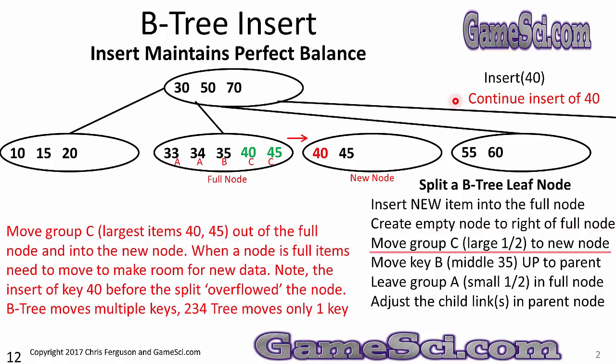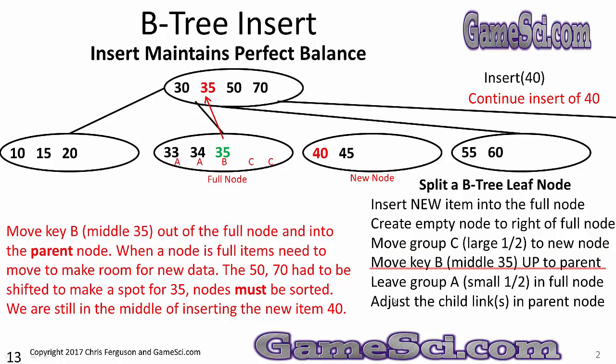Continue insert of 40. This 40 and 45 need to move over to the new node. This is group C. Move the largest items 40 and 45 out of the full node and into the new node. When the node is full, items need to move to make room for new data. Note, the insert of 40 occurs before the split overflowed the node. This is a key difference between B-trees and 2-3-4 trees. B-trees can move multiple keys. 2-3-4 trees could only move one key at a time. That's why it's group C and not item C.